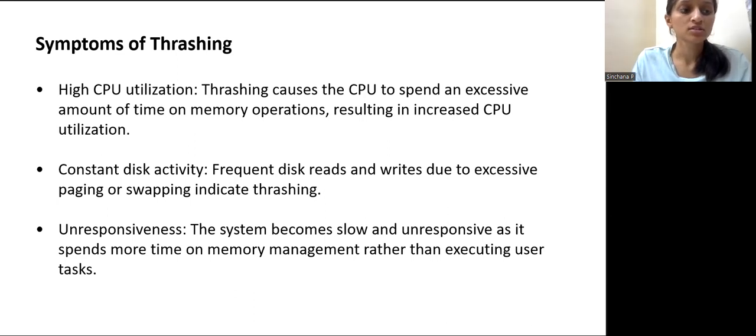Symptoms of thrashing. High CPU utilization: thrashing causes the CPU to spend an excessive amount of time on memory operations, resulting in increased CPU utilization. Constant disk activity: frequent disk reads and writes due to excessive paging and swapping indicate thrashing. Unresponsiveness: the system becomes slow and unresponsive as it spends more time on memory management rather than executing user tasks.